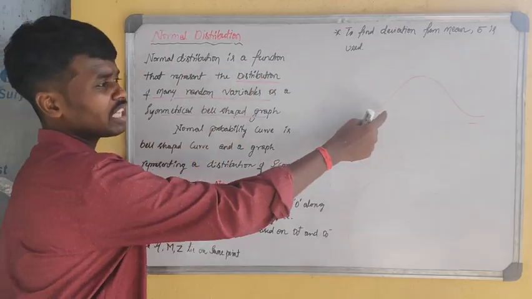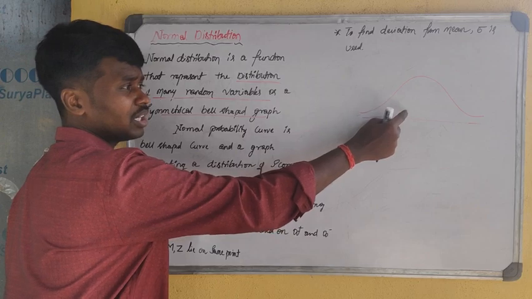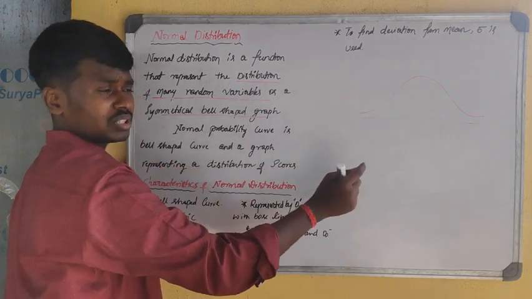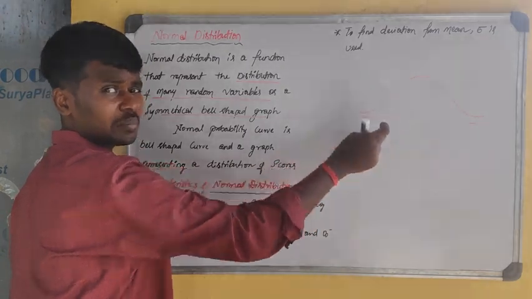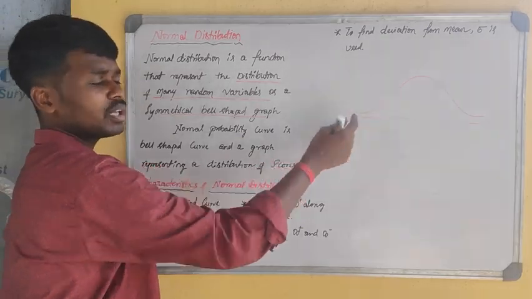Okay, so finally the normal distribution is a statistical function which is used to represent the distribution of random variables by using a normal distributed curve, that is a normal bell-shaped curve or normal bell-shaped graph.